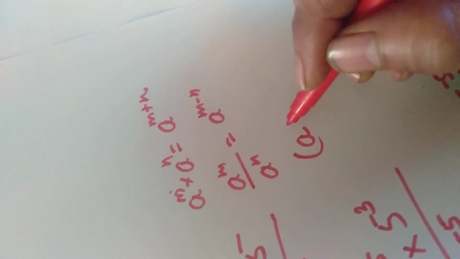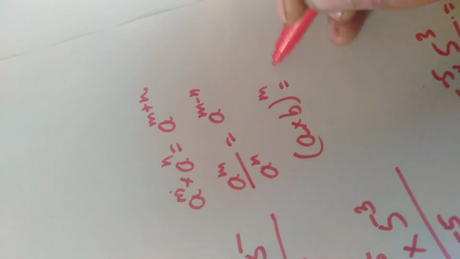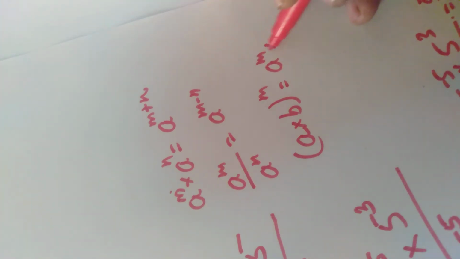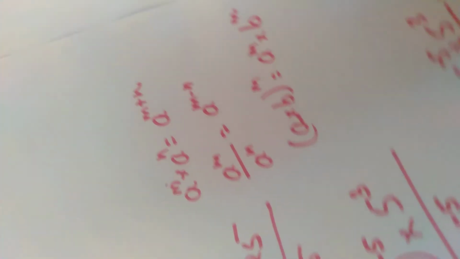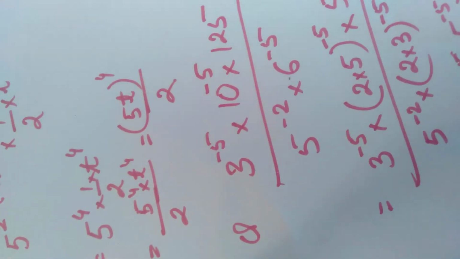a into b whole to the power m. This can be separated as a to the power m into b to the power m. So this way we have used these laws of exponents to solve the question. Now here easily you can solve using these laws of exponents. Thanks.